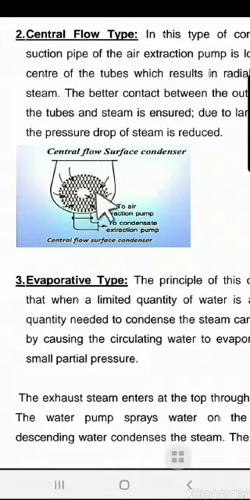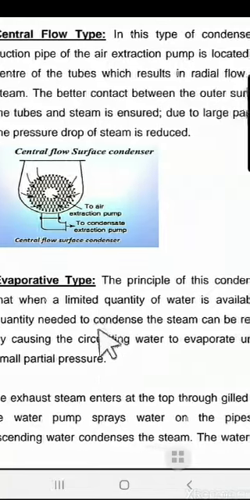So, at the center of these tubes, the air extraction pump is provided. At the center of the condensing shell, suction or vacuum is created. Due to this placement of the suction pipe in the center of the tubes, the exhaust steam flows radially inward over the tubes toward the suction pipe. The condensate is collected at the bottom of the condenser and pumped to the hot well. This is the general working principle of the central flow type surface condenser.